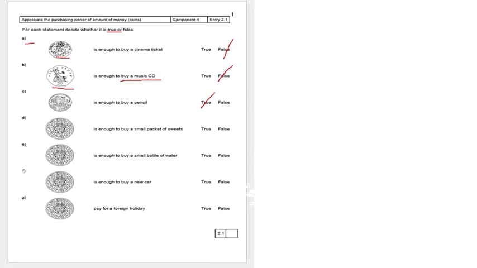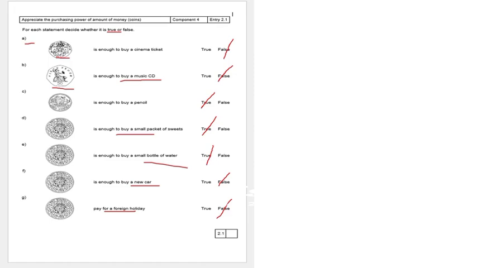For part D, £2 is enough to buy a small packet of sweets. That's definitely true, because sweets cost around, ranging from even 30p right the way to £1.99 and even more, but that's roughly the price. For part E, £2 is enough to buy a small bottle of water. That's true. £2 is enough to buy a new car. That's false. And £2 is enough to pay for a foreign holiday. That's definitely false, because holidays cost a lot more than that, and a new car obviously costs more than that. So that's my answer for that.